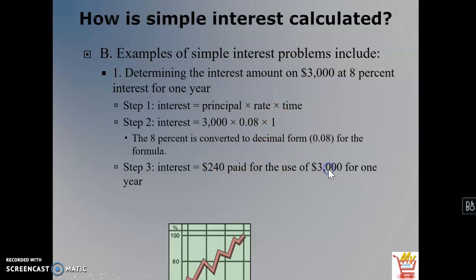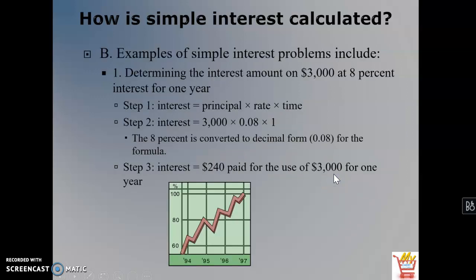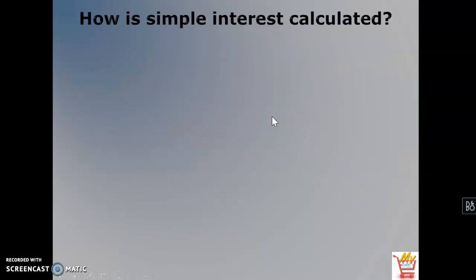And then you add that $240 to the 3,000, and over the course of that 1 year, you have paid $240 to borrow that $3,000, bringing your total amount paid to $3,240. So that is simple interest for you.